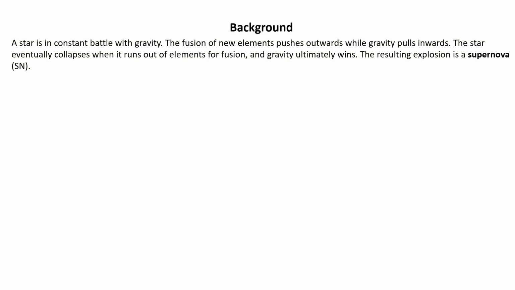A star is in a constant battle with gravity. The fusion of new elements pushes outwards while gravity pulls inwards. But near the end of a star's life, nuclear fusion stops providing enough energy because it starts to produce an endothermic reaction. This causes pressure to drop inside the star, and gravity then causes the star to collapse. You can see this in figure 1. The blue arrows of gravity pull inwards onto the star, while the red arrows of fusion try to push outwards.